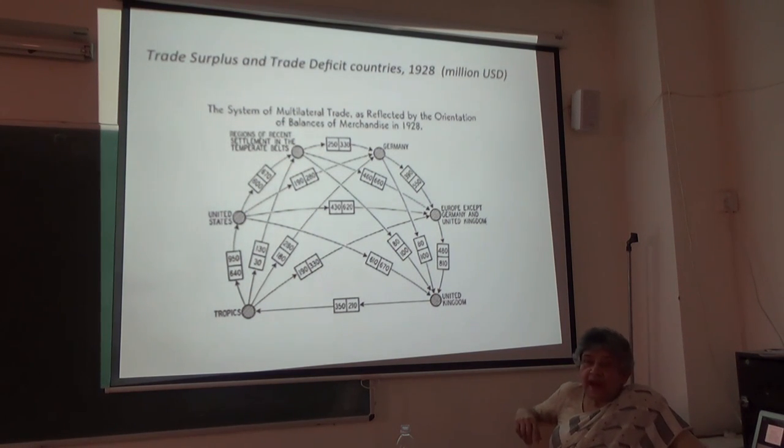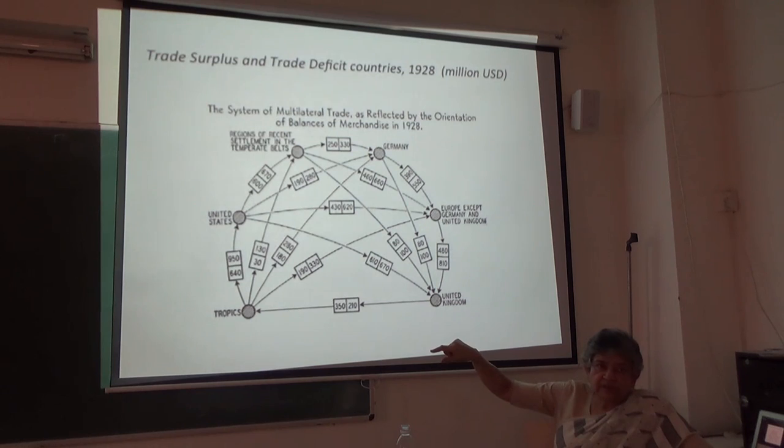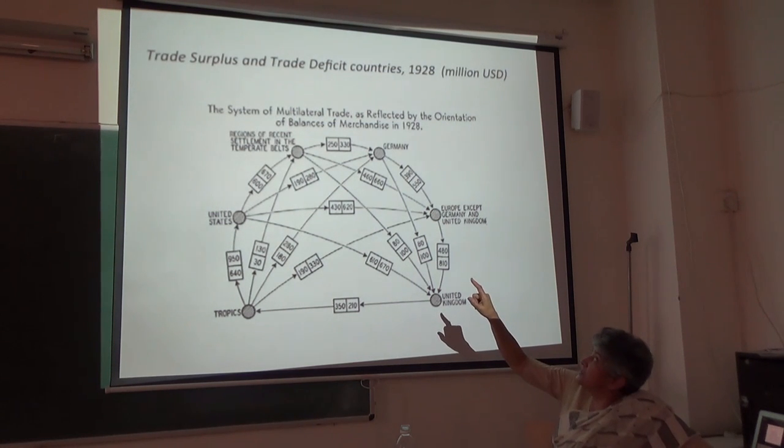So again, as I've said, this is ongoing research. I have to really go deeply into the data to see what definitions are being used. But the picture this revealed was pretty clear. All the arrows are pointing away from the tropics. The tropics, India is included in the tropics, are earning forex from the United States, from regions of recent settlement, from Germany, from Europe except Germany and UK, which have been separately shown.